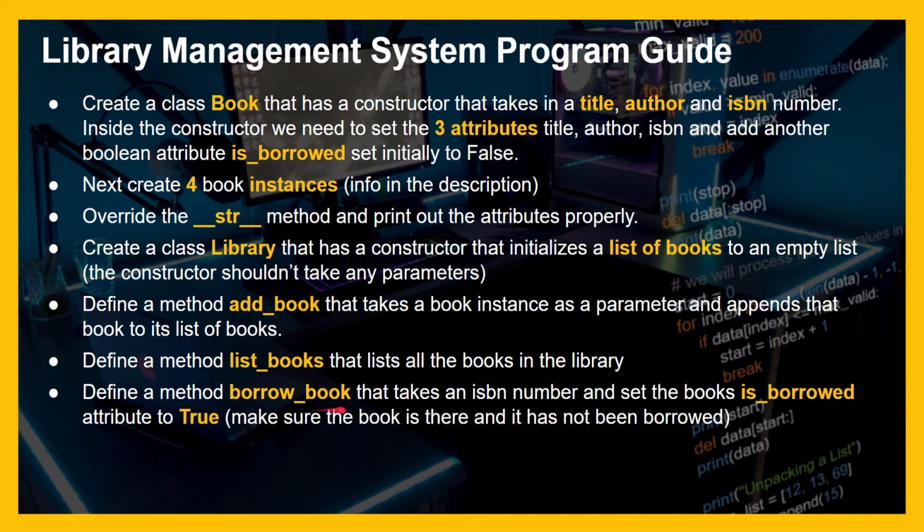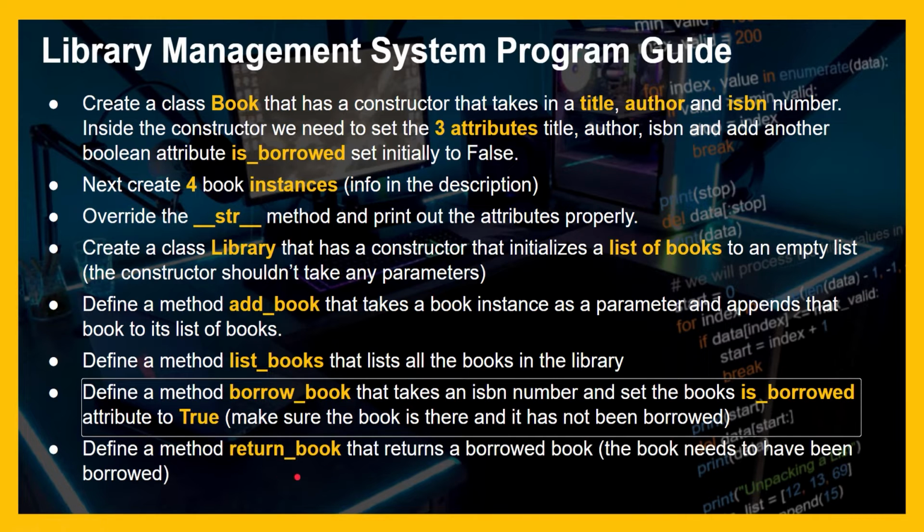Define a method borrowBook that takes in an ISBN number and sets the book's isBorrowed, the book meaning the book that has that ISBN number. So there are some loops that you need to do in here. Loop through the books and set the book's isBorrowed attribute to True. Make sure that the book is there and that it has not been borrowed, because a book that has been borrowed cannot be borrowed again.